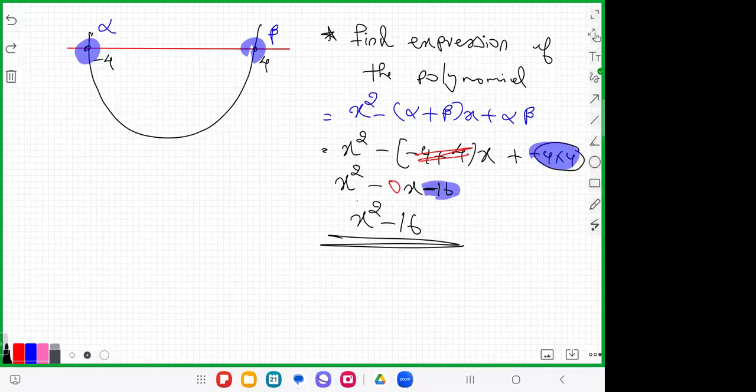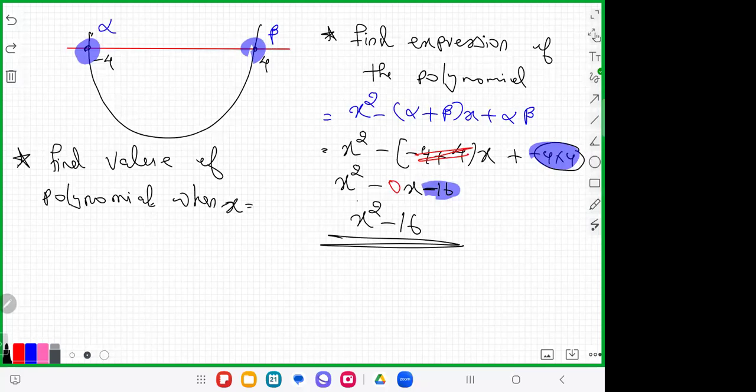So x square minus 16. Third question. Look at the third question. Find the value of the polynomial when x is equal to 4. Come on. Find the value of the polynomial when x is equal to 4.